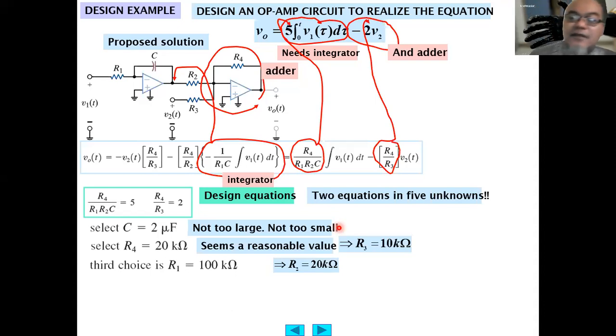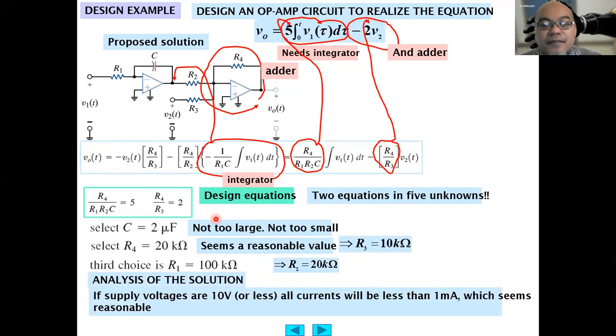So in design, we are sometimes given only a small number of equations, but there are many unknowns. So we have to choose what is reasonable from the available components in the market, for example, which is not too large, not too small, and can also be easily found. If supply voltages are 10 volt or less, the current will be less than 1 milliampere, which seems reasonable, so not too high a current. When you are making a design, it is not like analyzing. You have to do optimization.